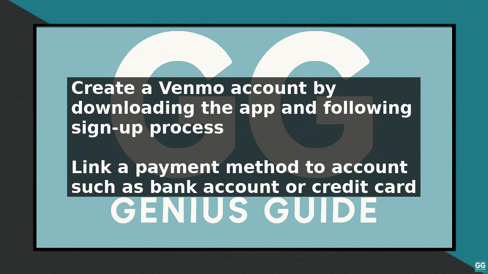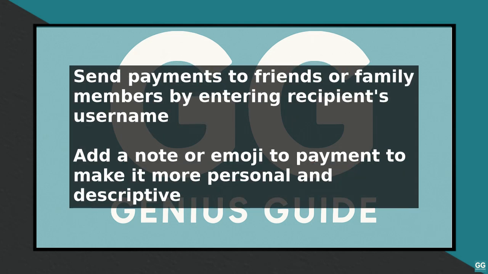The first step in managing Venmo payments is to link a payment method to your account. This can be a bank account, credit card, or debit card. To do this, go to the Settings section of the app and select Payment Methods. From here, you can add a new payment method by entering the relevant information.